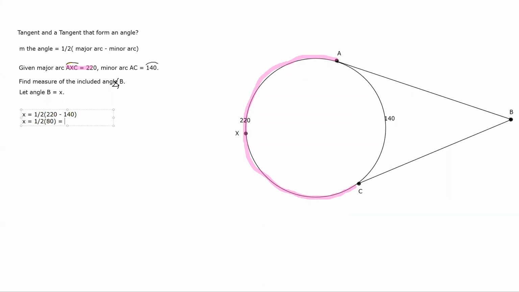which equals 40. Morning, Connie. Excuse me, y'all. So X equals 40 degrees, which is also angle B.